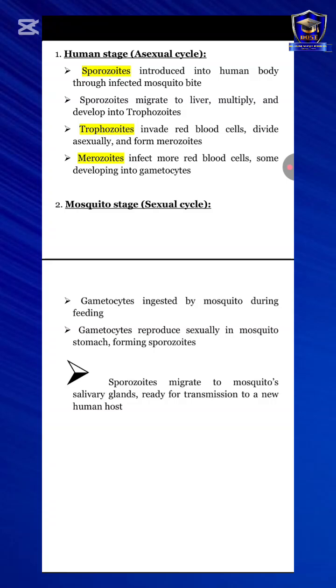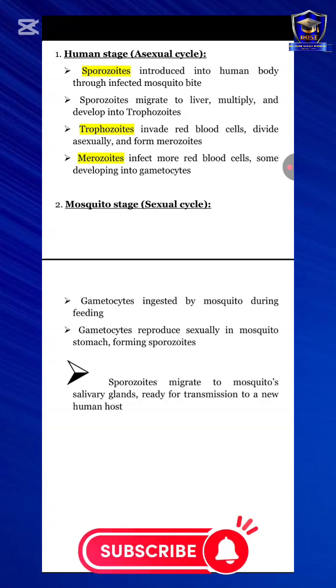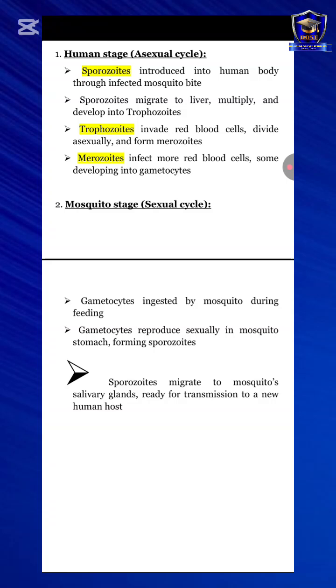Now, once a mosquito bites a person and releases Plasmodium into the person's system, the stage of Plasmodium that is released is called the sporozoite stage. So this stage is introduced into the human body through infected mosquito bites. So what will happen to these sporozoites? Normally, they will be released into the blood. So these sporozoites will migrate to the liver.